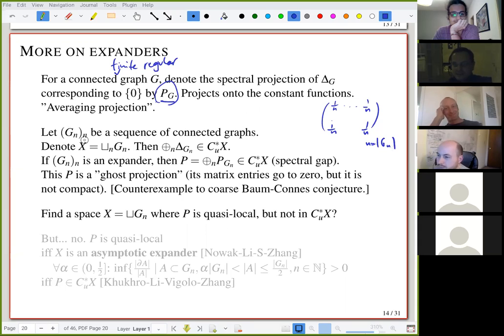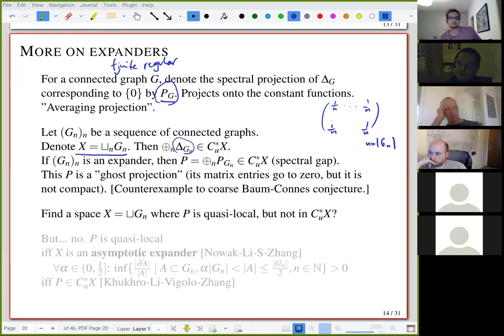Right, now, so what next? Let's take a sequence of connected graphs and consider this coarse disjoint union. This is why I was banging on about this at the beginning, because now that's my space. My space is now a disjoint union of a bunch of graphs which are getting further and further apart.